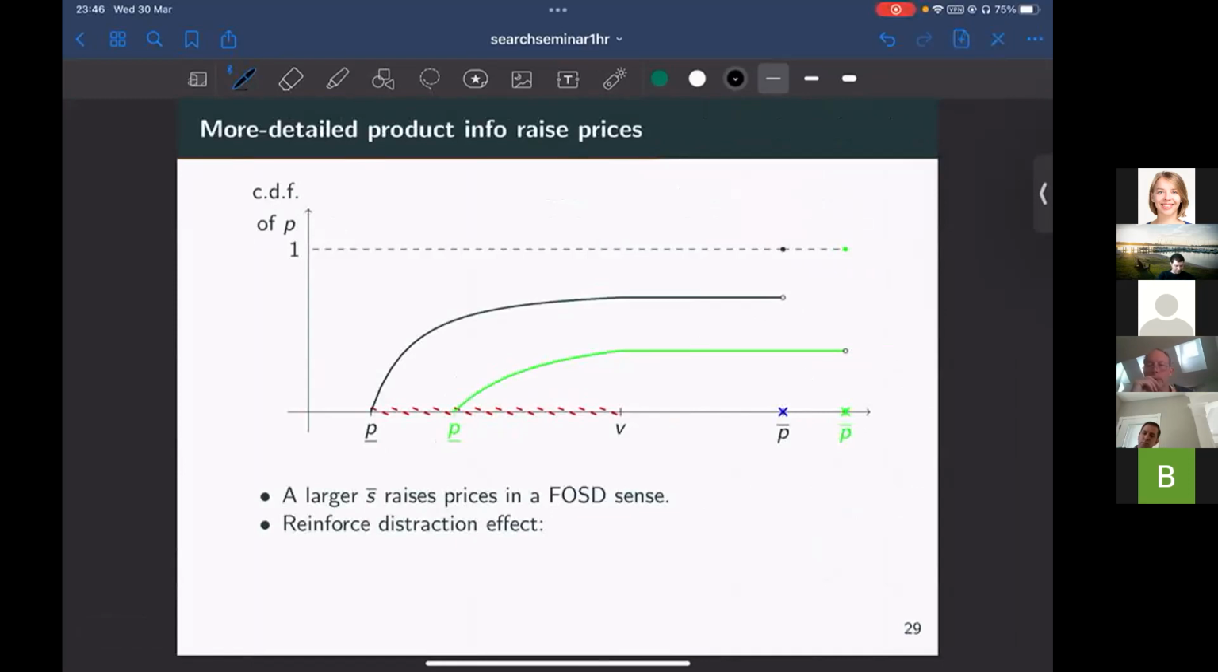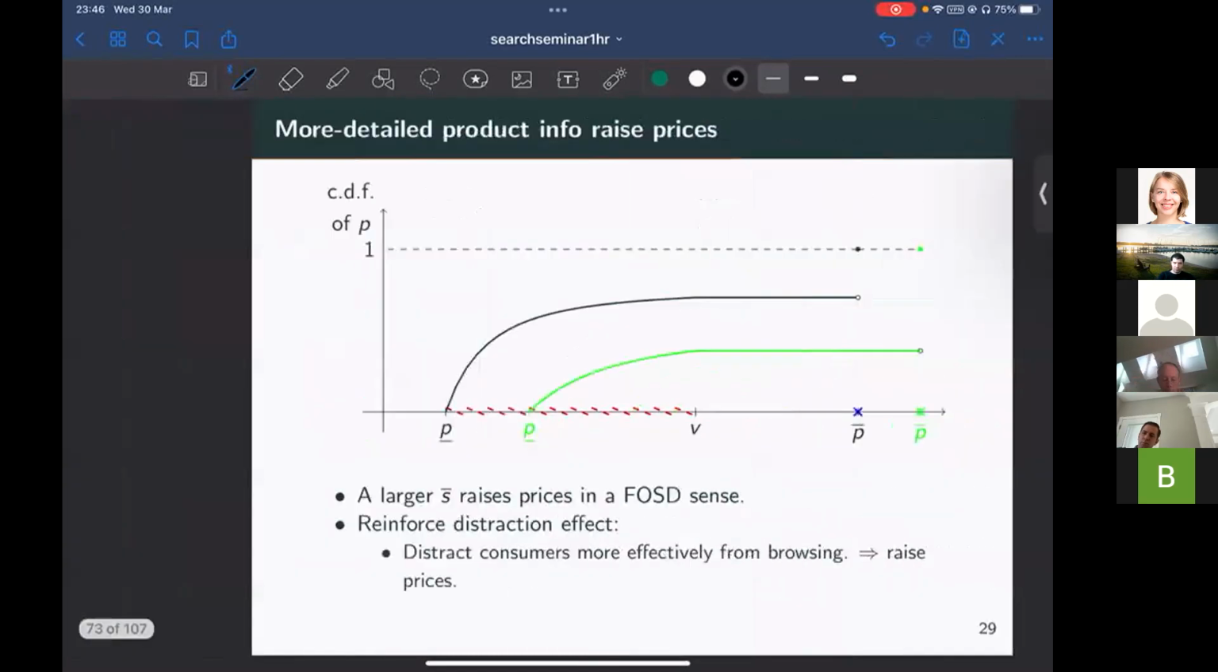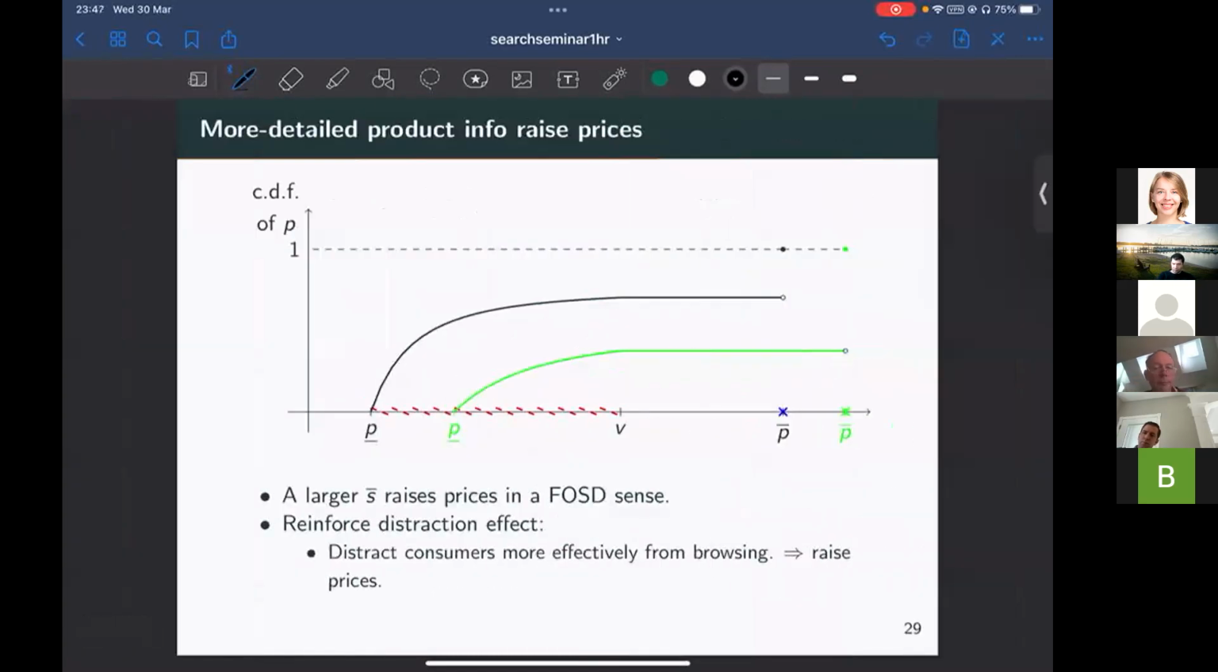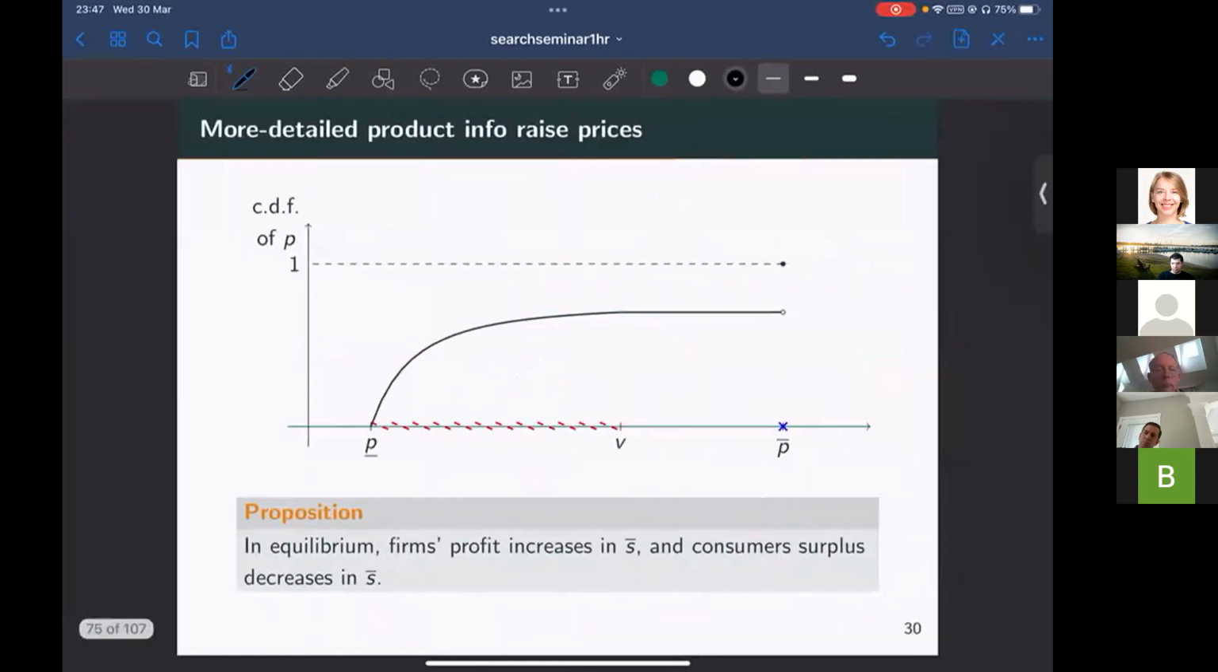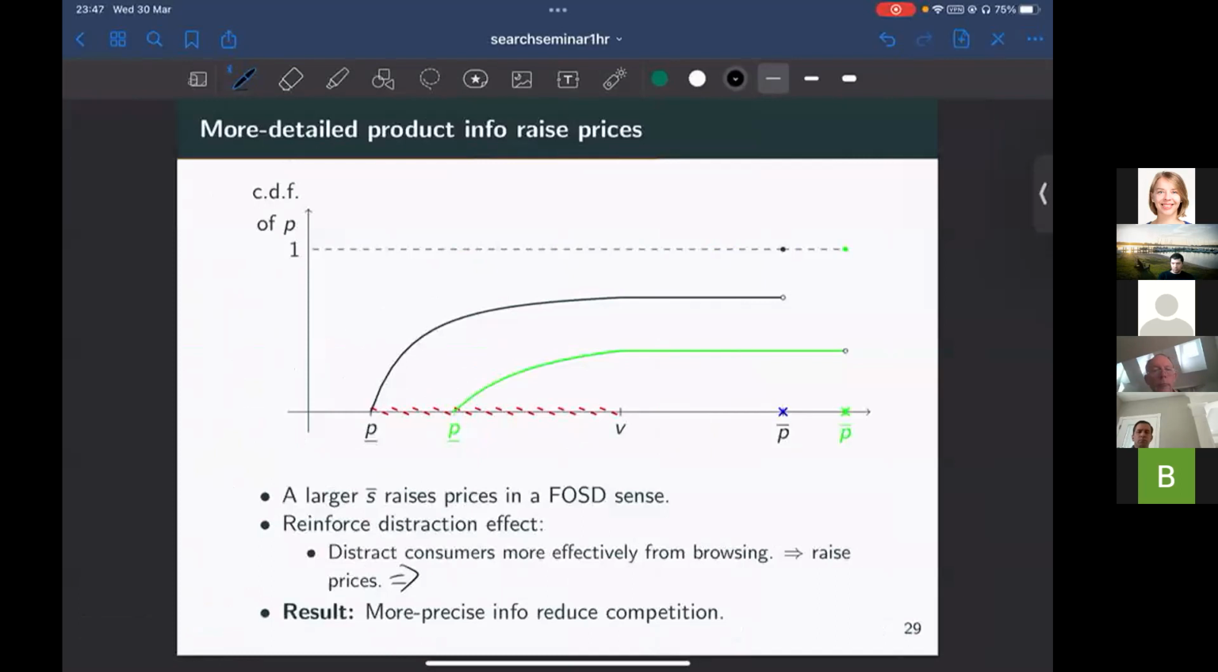All right. So that would reinforce the distraction effects because firms can distract consumers more effectively from browsing. That would raise price, right? So that's just what I talked about. But I should actually have more points here. First, I was talking about the increase in price because of an increase in S bar.